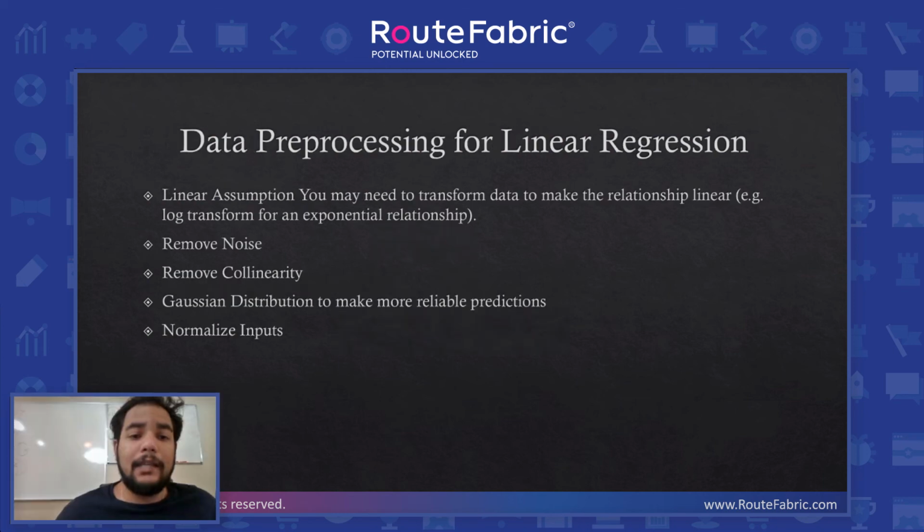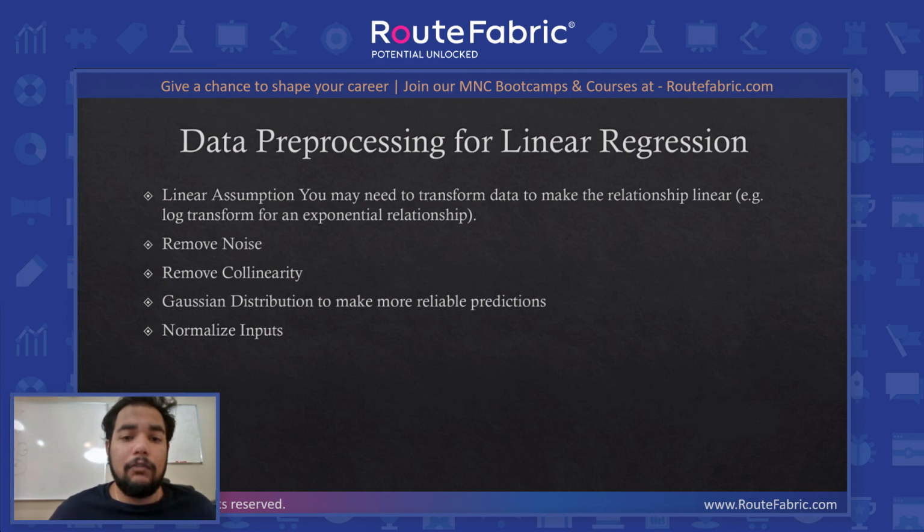Now let us look at some data pre-processing methods that can help yield better results for linear regression. First, we need to assume linearity. You may need to transform data to make the relationship linear, that is, use a log transformation for an exponential relationship. Next, we need to remove noise. Any kind of bad data or impurities in the data is going to affect the accuracy of your model. To have the best accuracy, you have to remove the noise. Be careful while removing the noise because you might remove too much data and cause overfitting. Next up, we need to remove collinearity, and if we can, convert the distribution into Gaussian to make it a more reliable prediction.